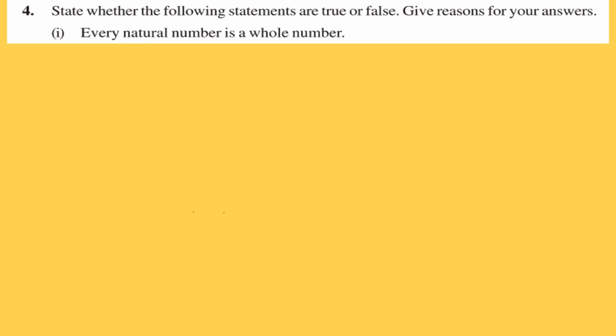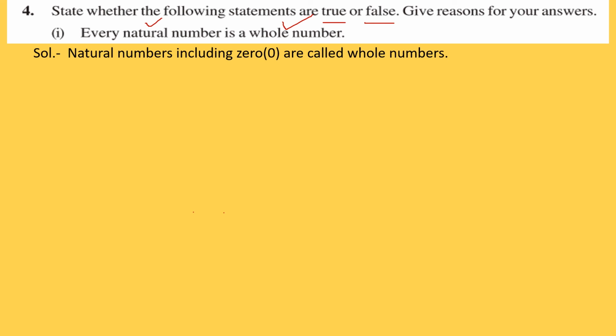Question number 4 is state whether the following statements are true or false and give reason for your answer. The first statement is every natural number is a whole number. So before doing this statement, first let's recall what are the natural numbers and what are the whole numbers. Natural numbers are the numbers which start from 1, right? It includes all the positive numbers. And whole numbers are natural numbers plus 0.